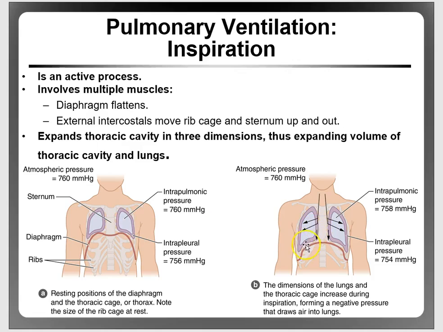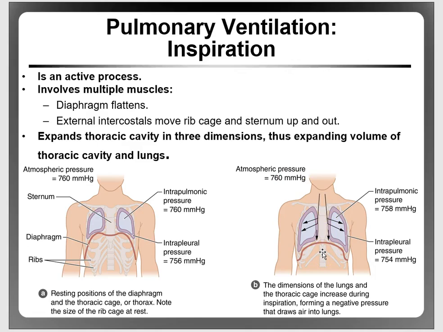But if that person inhales or inspires, this muscle is going to flatten and contract and pull down, and the external intercostal muscles are going to contract and pull the thoracic cavity outward. That volume in here increases, which means pressure decreases. So now my pressure here is 758 millimeters of mercury. Well, what's pressure going to do? Pressure is going to move from high to low. So pressure is higher out here in the atmosphere, and so the air is going to move into the lungs. So that's what happens.